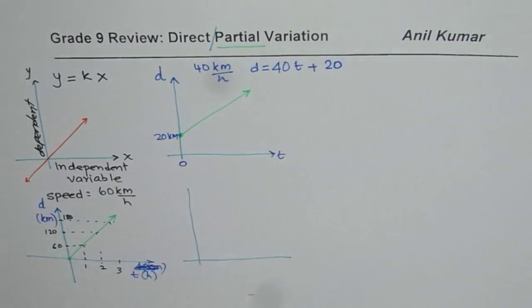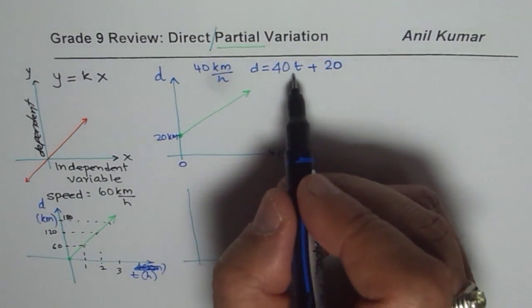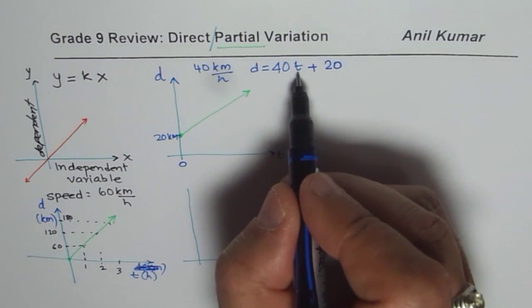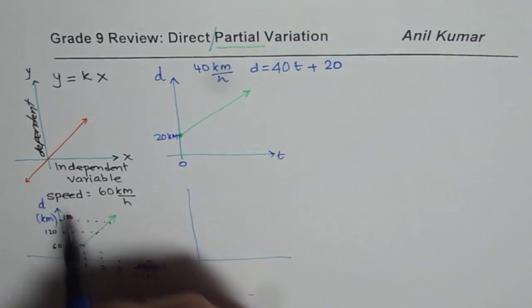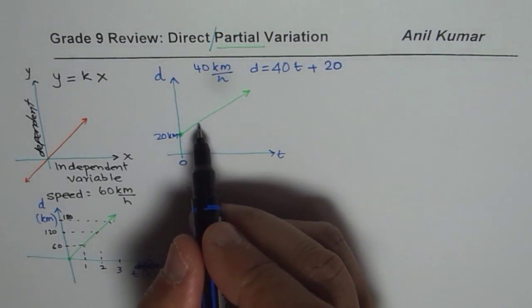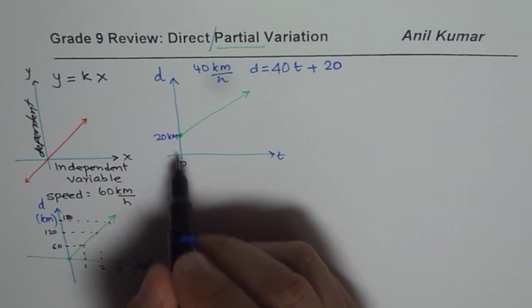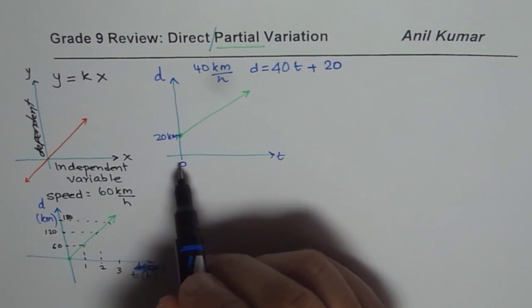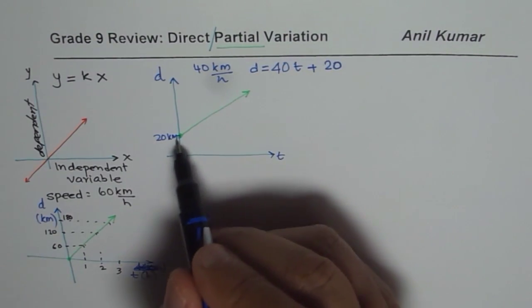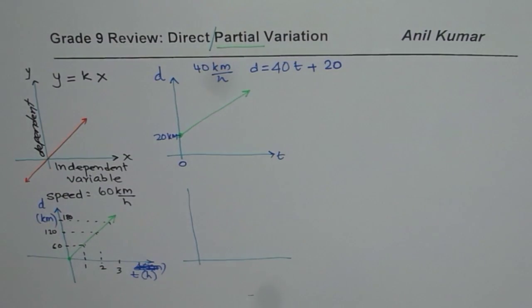So that represents partial variation. What you will represent here is that when t is 0, your distance is 20, not 0. Do you see the difference between the two? So in partial variation, at t equals 0, you are not at 0. If you are at some other point and your graph can be represented by a straight line, then it is a partial variation, right?